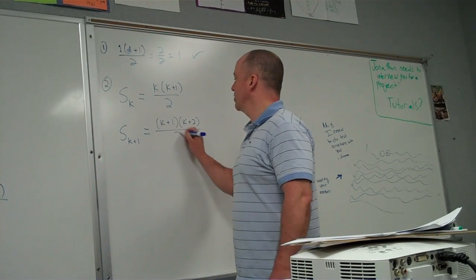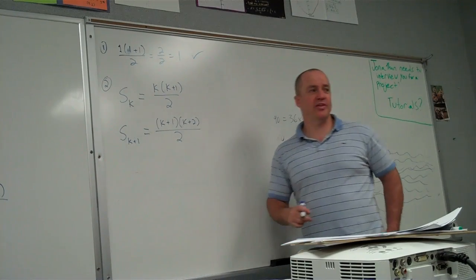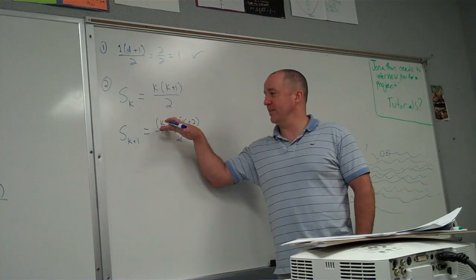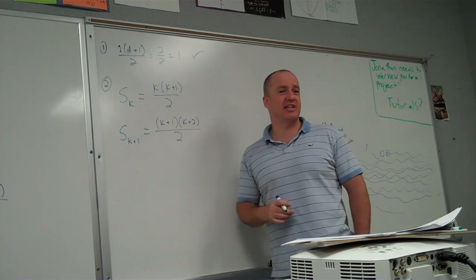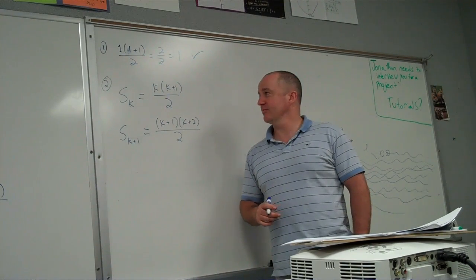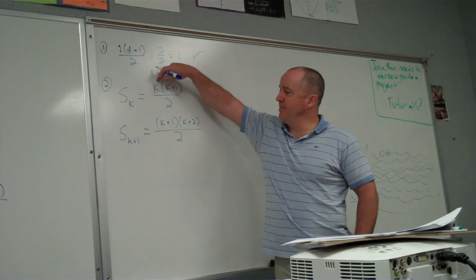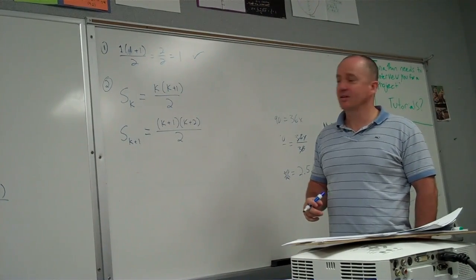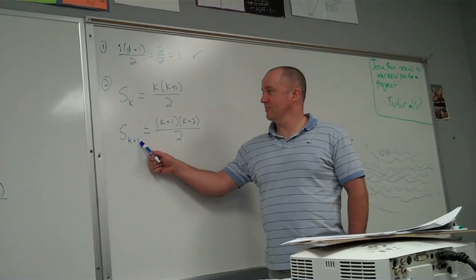So now this is k plus 1 times k plus 2 over 2. Would this be the k? Is this one way to write the k plus 1th term if this is the k term? I've made k one bigger here, here, and here. So if k was 1, it would be 2 plus 1 and then 2 plus 2?